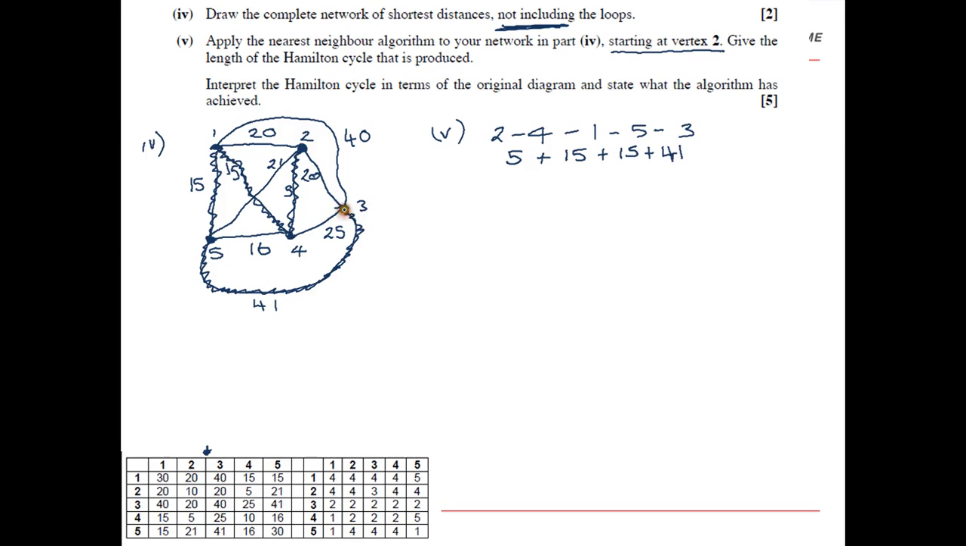And once I've got to 3, I need to remember, because it's a tour that I'm looking for, that I need to get back to where I started. So I have to go from 3 to 2, and that's another 20. So my nearest neighbour algorithm gives me a route that goes 2, 4, 1, 5, 3, 2, and the distance that I'm going to have to travel to do that is the sum of those numbers there, which is 96.